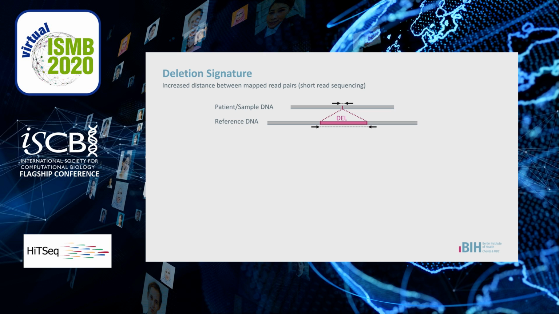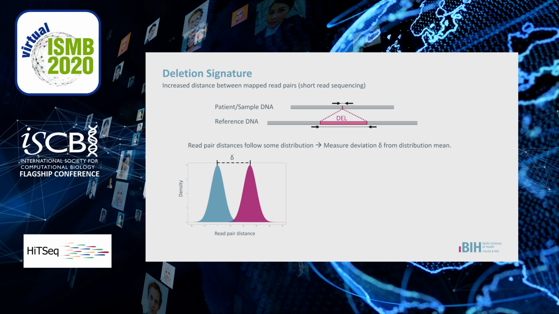Unfortunately, the read pair distances are not some fixed value, but rather follow some distribution. Therefore, we decided to measure the deviation delta from the empirical distribution mean. Let's have a look at the following example. Here we have, in blue, the distribution of read pair distances from read pairs which are not affected by any deletion, and in red, the distribution of read pair distances affected by a deletion of size delta. The difference in the means of the two distributions corresponds to the size of the deletion.